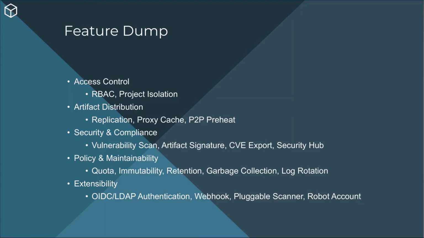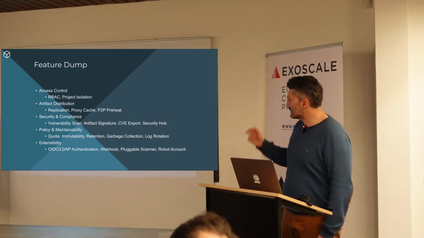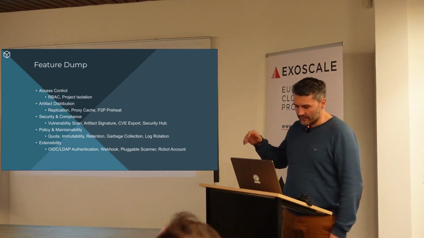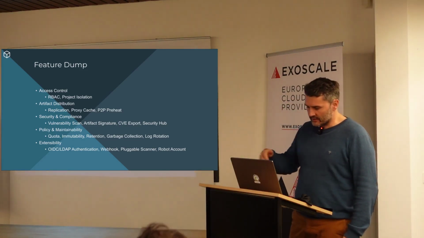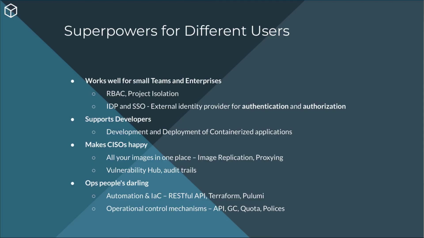This is a feature dump. I'm not going into detail about all the features, but if you just briefly look at what is there, it revolves around managing things like role-based access control, isolation, artifact distribution, compliance, and things like this. So there are some enterprise features. What makes it really interesting is if you look at it from the perspective of the users who are using it, right? I call them a bit of a superpower for different types of users.